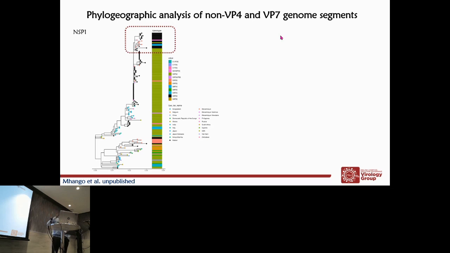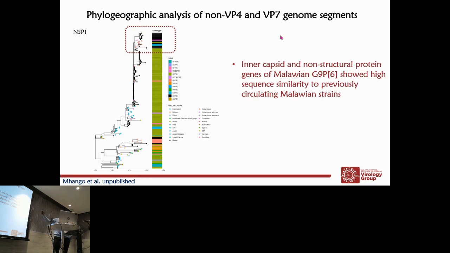And this was a very new thing, because previously we would only find Malawian samples of distinct genotypes, depending on the strains that you're studying. So in this case, we noticed that our inner capsid and our non-structural genes actually showed a high similarity to previously circulating Malawian strains.